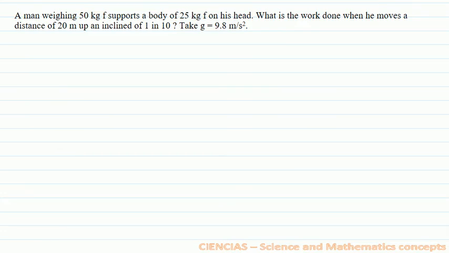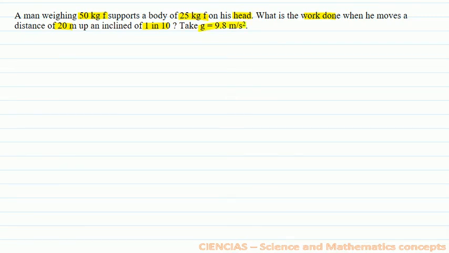The question here is: a man weighing 50 kilogram force supports a body of 25 kilogram force on his head. What is the work done when he moves a distance of 20 meter up an incline of 1 in 10? Take g equals 9.8 meter per second square.